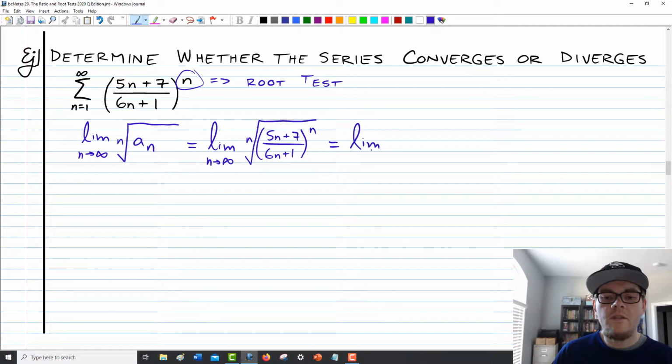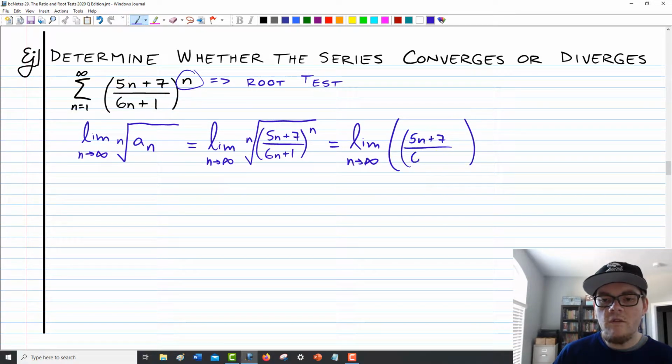And as we did expect, and actually, since I haven't used that notation that I almost always do, let me point out that what that's equal to is now 5n plus 7 over 6n plus 1, all to the nth power, raised to the 1 over n power. So if you weren't comfortable with the radical, there's your notation.